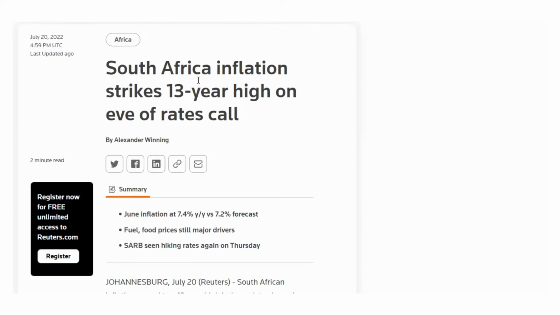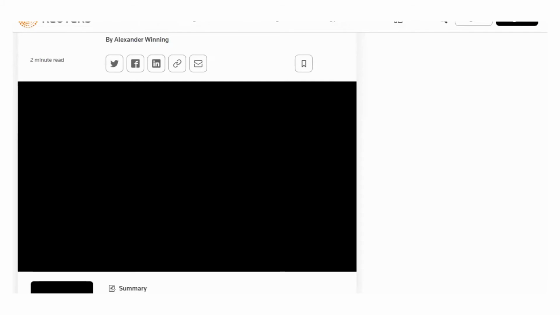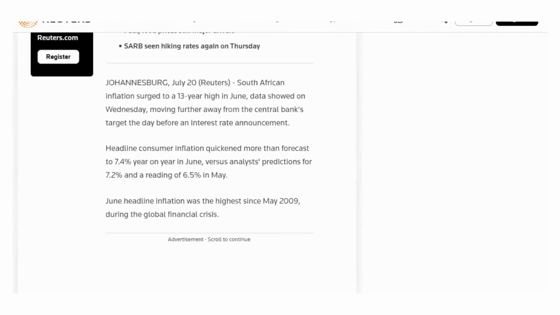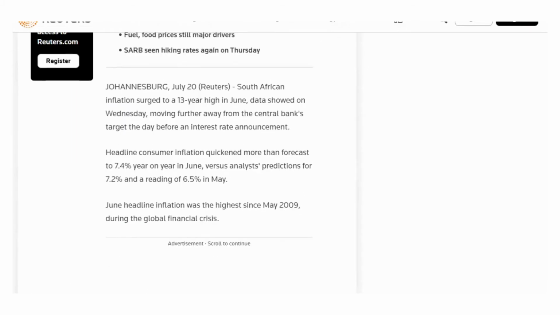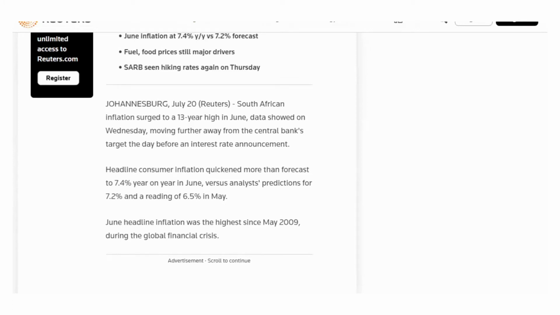So big headlines that have been coming out: South Africa inflation strikes 13-year high on eve of rates call. All right, so our inflation has been pretty much increasing over the last couple of months. We've seen inflation hit like 7.2%. Recently, when I checked it on the SARB's own website, it was at around 7.4%, which is pretty crazy. It looks like it might even go to 7.8%.